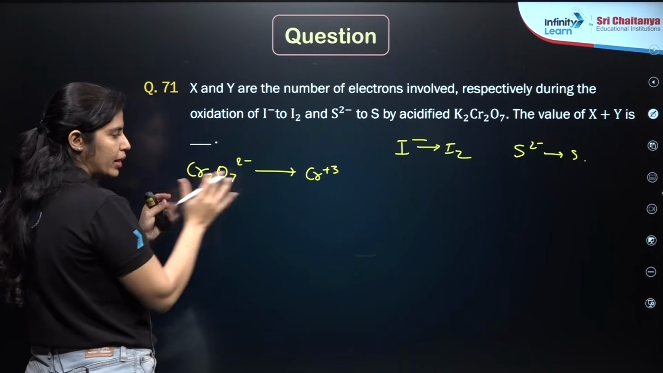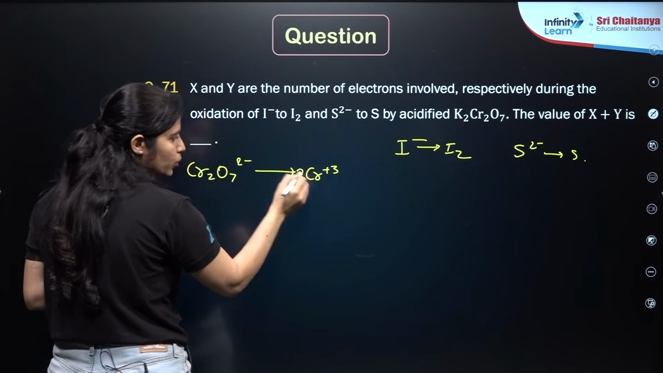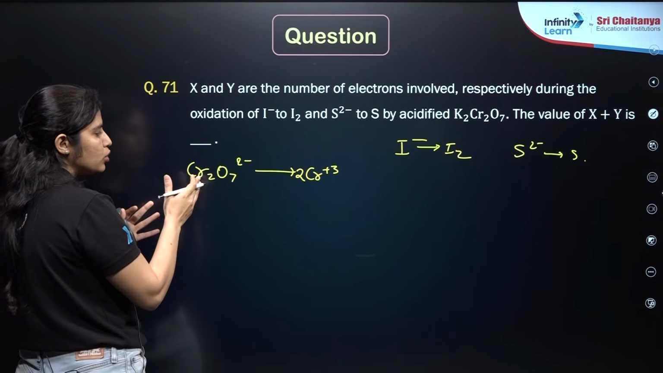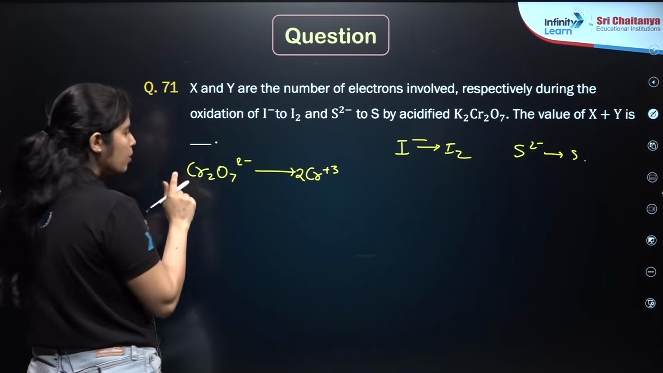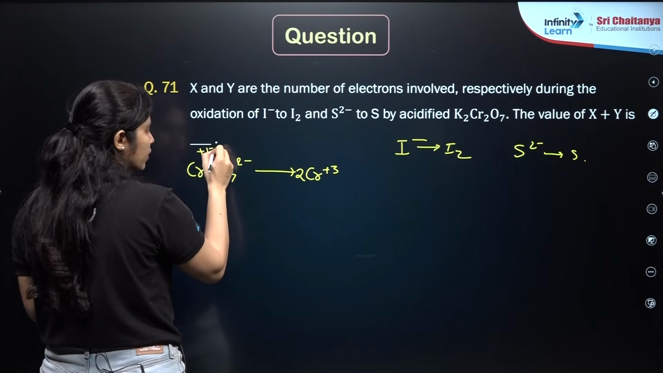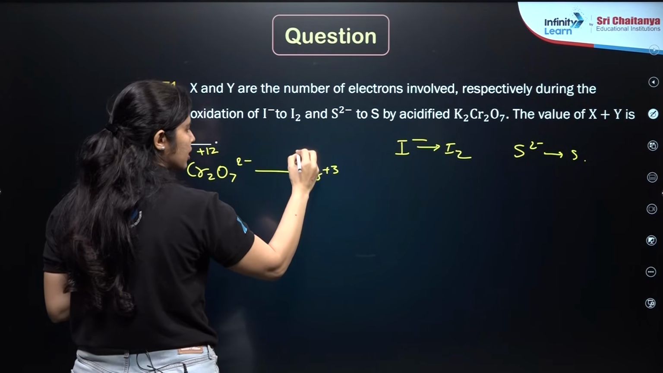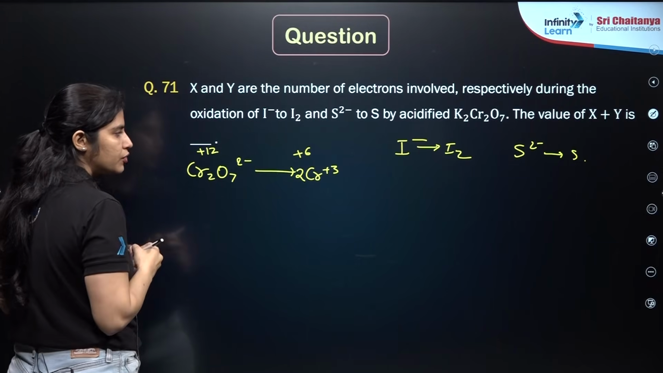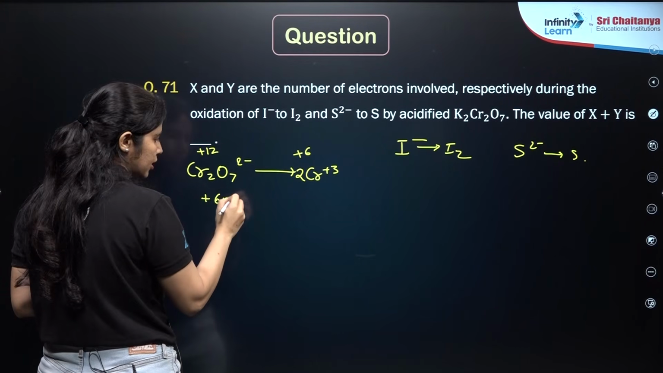First of all, let us try to balance this equation. 2 chromium are present over here, so I will have to write down 2 over here as well. So this is going to be plus 6 oxidation state for chromium. For 1 chromium, for 2 it will be plus 12. For 1 chromium it is plus 3, for 2 chromium it is going to be plus 6. So number of electron transferred in this scenario is going to be 6 electrons.